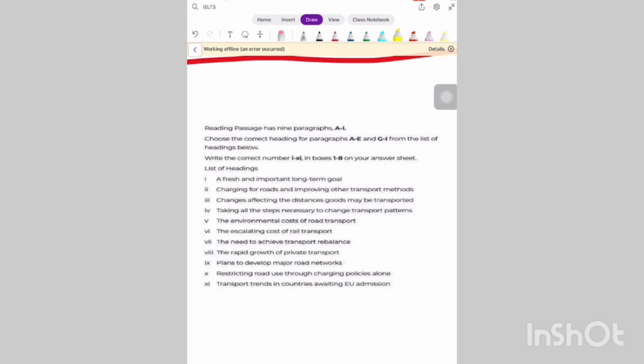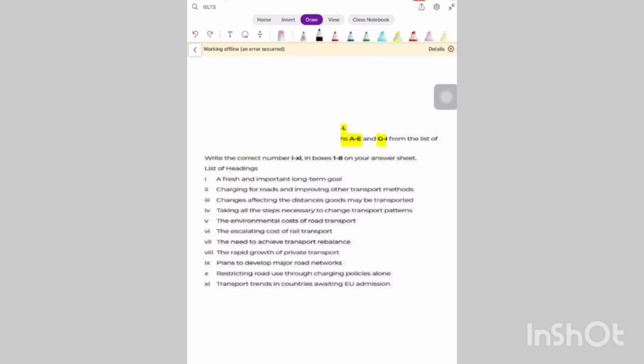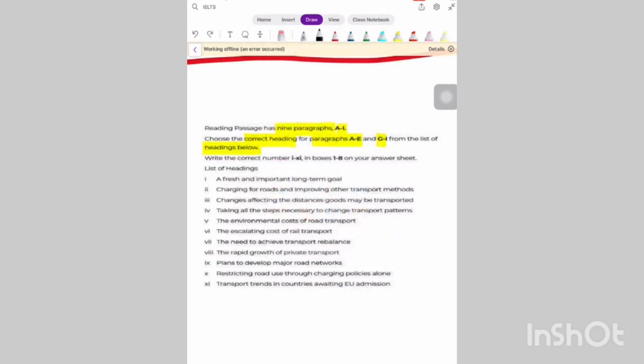Okay, the reading passage has 9 paragraphs. Can you imagine 9 paras? And without you knowing the band 9 tips, what would happen? I don't know. A to I. Choose the correct headings. Choose the correct heading for paragraphs A to E and G to I from the list of the headings below. Now they said 9 paragraphs, so this is what they're saying: A, B, C, D, E, F, G, H, I. This is 1, 2, 3, 4, 5, 6, 7, 8, 9. For paras A to E and G to I.